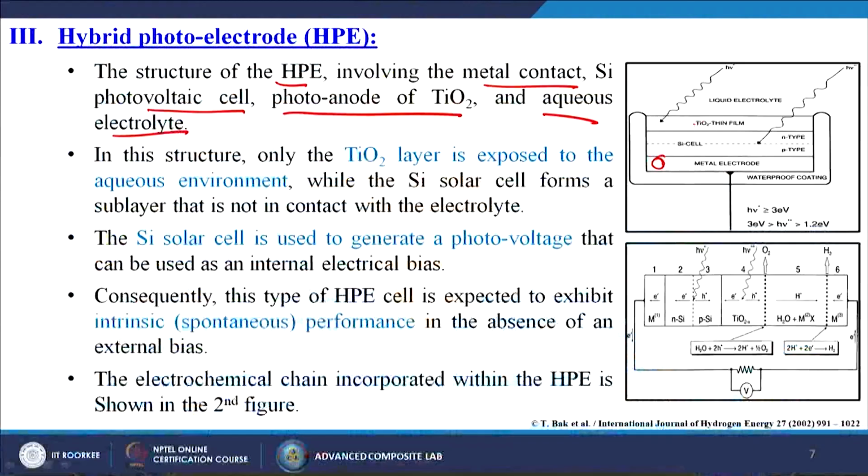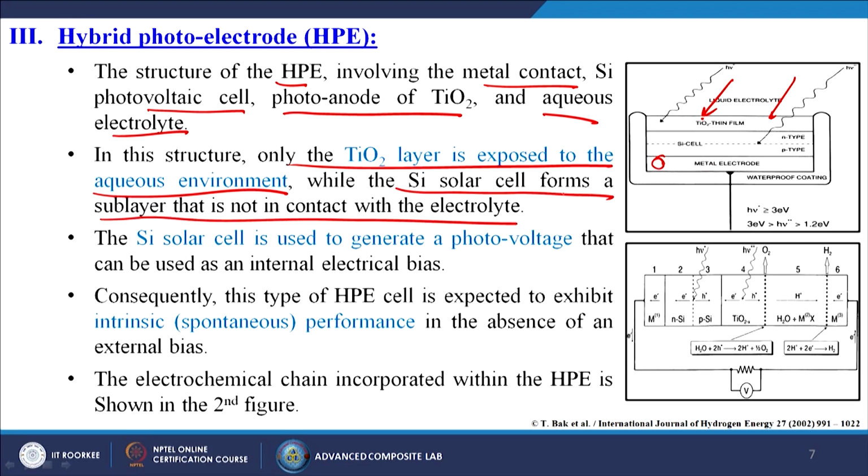Now, what is happening? The light is coming into the titanium dioxide, light is coming to the interface between the n-type and p-type semiconductor. In this structure, only the TiO2 layer is exposed to the aqueous environment. Now, see, the liquid is unable to go inside, while the silicon solar cell forms a sublayer that is not in contact with the electrolyte.